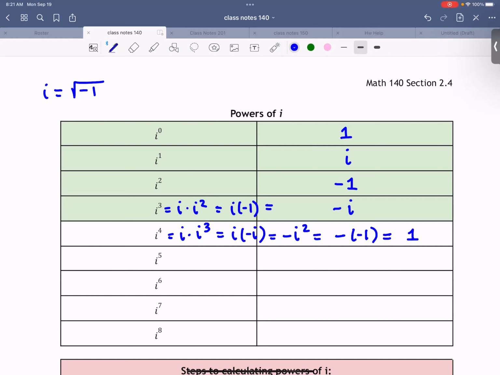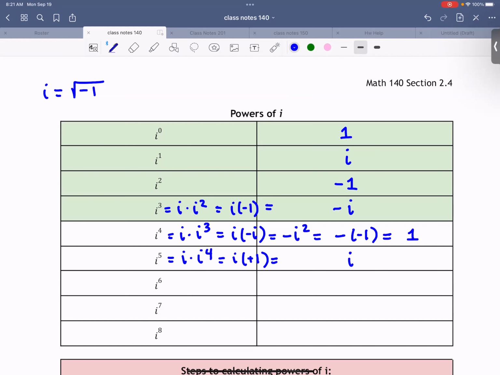Now I'm not going to require you to memorize all of these, and you'll see why. Let's do i to the fifth power, okay? Isn't i to the fifth power i times i to the fourth power? What's i to the fourth power? 1, right? It's on the chart. So that was pretty easy. So i to the fourth power is positive 1, so i to the fifth power is i.